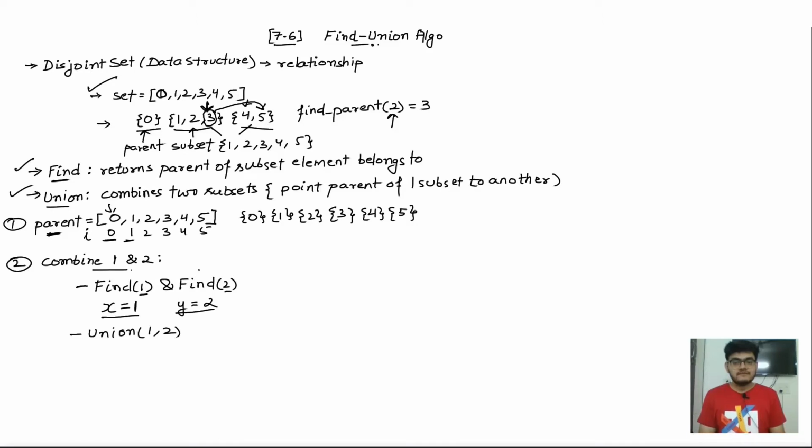Now remember, the union function combines 2 subsets, but it actually combines the parents of these subsets, right? So 1 and 2 are the actual values. The operation that we are going to perform here is that parent of the first position is going to be equal to 2, or generally, if we want to perform the union of x comma y, I will just assign parent of x equals y. Now let's understand why we are doing this.